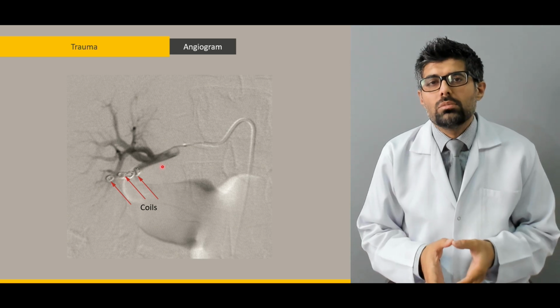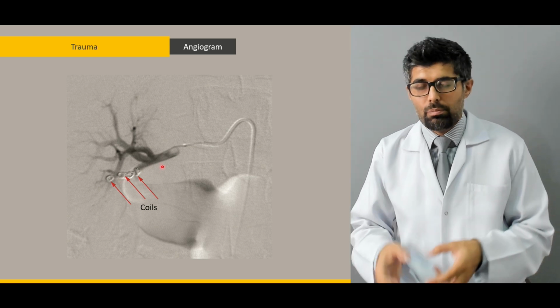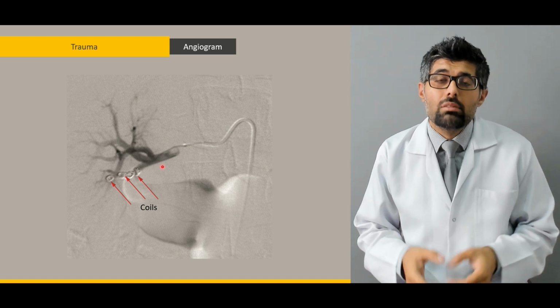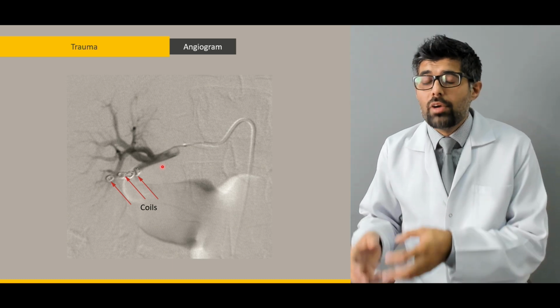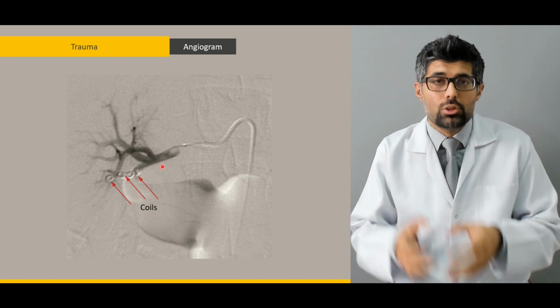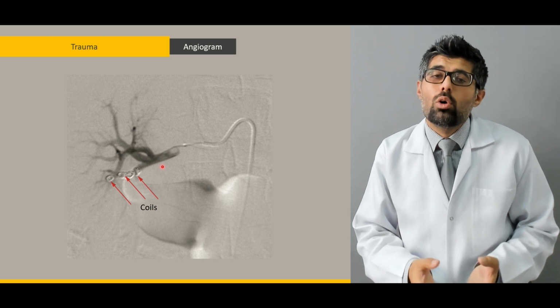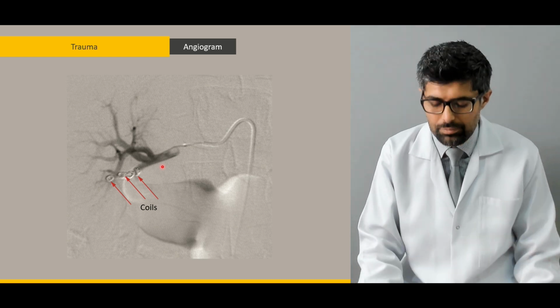So angiograms have the benefit of being minimally invasive, and then we can pinpoint the exact point of hemorrhage, and then we can stop it either in this example with coils or with embolization.